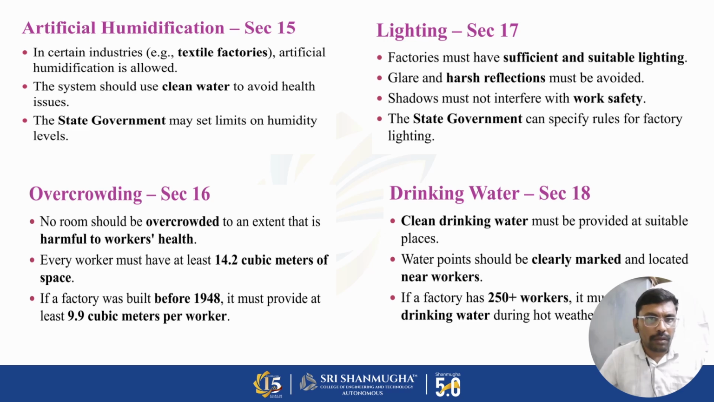In humidification, in certain industries artificial humidification is needed, and air coolers or air conditioning systems will be provided. Then proper lighting conditions under Section 17: in this Act, glare and harsh reflection must be avoided during working hours. Overcrowding means that in a factory built before 1948, at least 9.9 cubic meters per worker must be provided, which is the space between one worker and another.